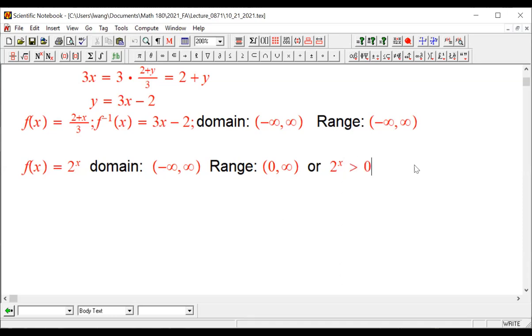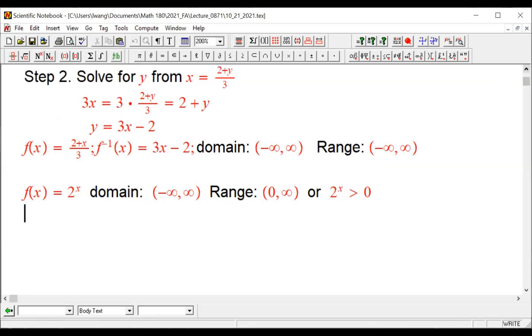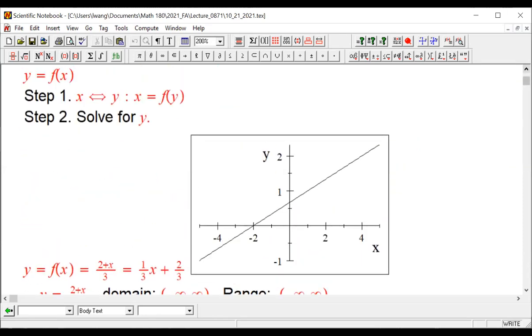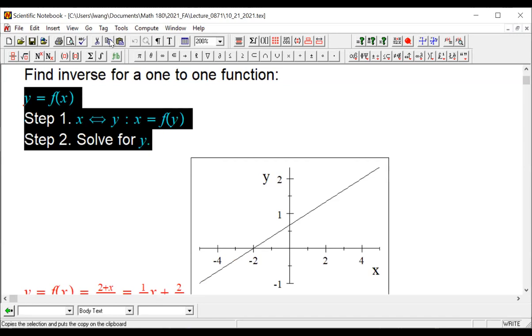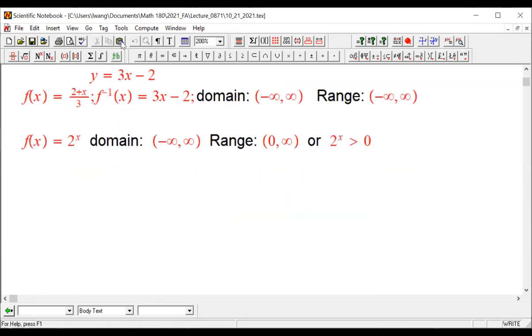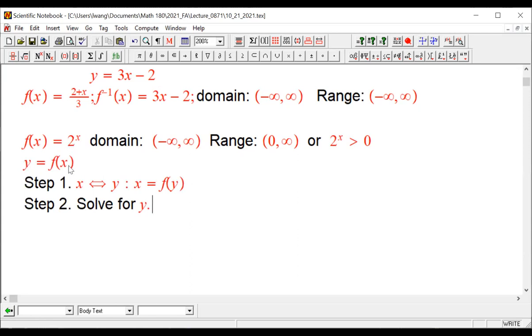So when we follow these steps, now f of x is 2 to the power x, right? So when we swap, y equals 2 to the power x is now swapped to x equals 2 to the power y. And then you solve for y, right? Solve for y from here.